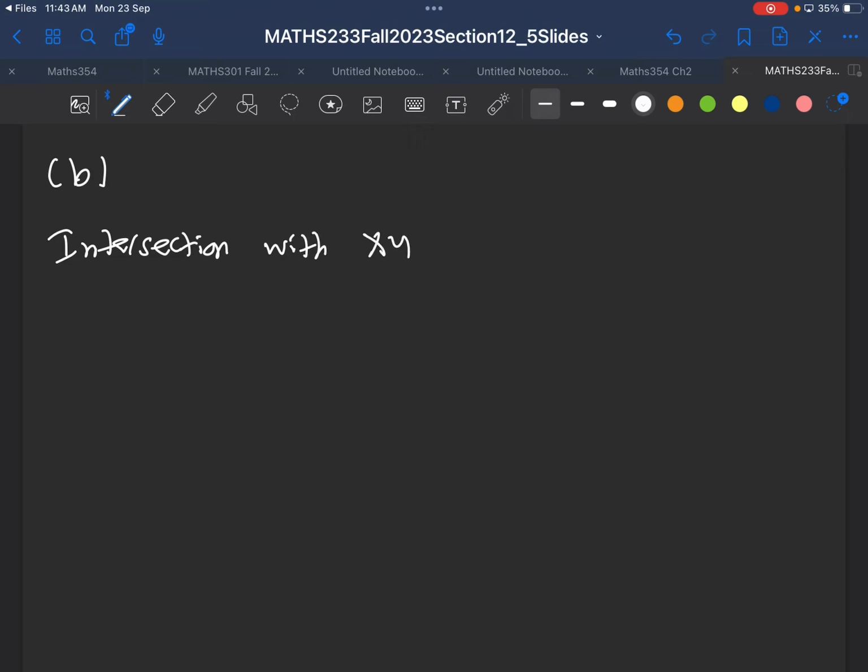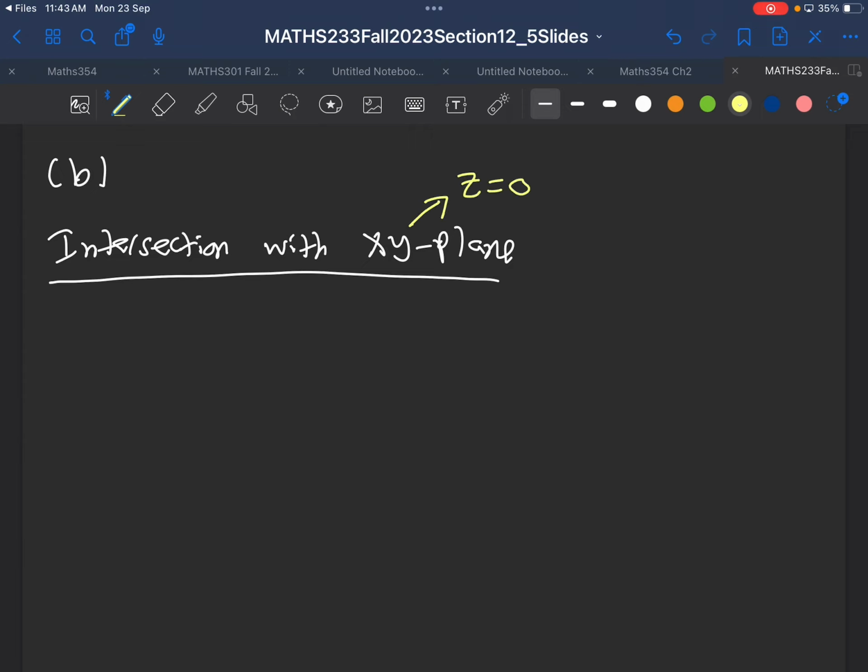with XY plane, and we need to find the point. And then we solve the same question with YZ plane, and we find the point. And then we do the same question with XZ plane, and we find the point. So we will get 3 points, and those are 3 points where the line will intersect each of the coordinate planes. Now, what is XY plane?